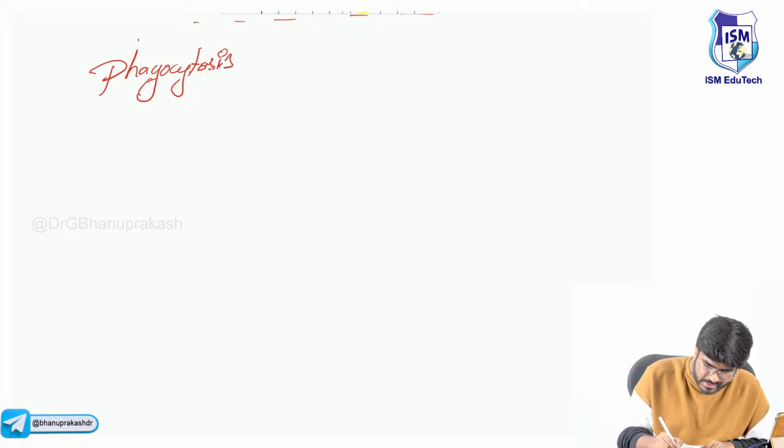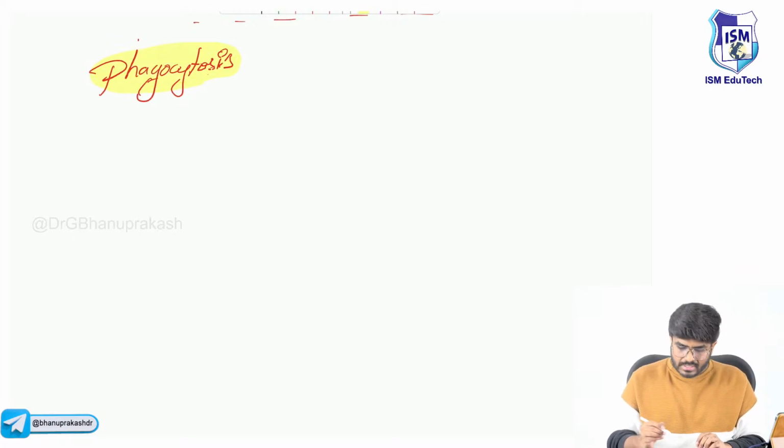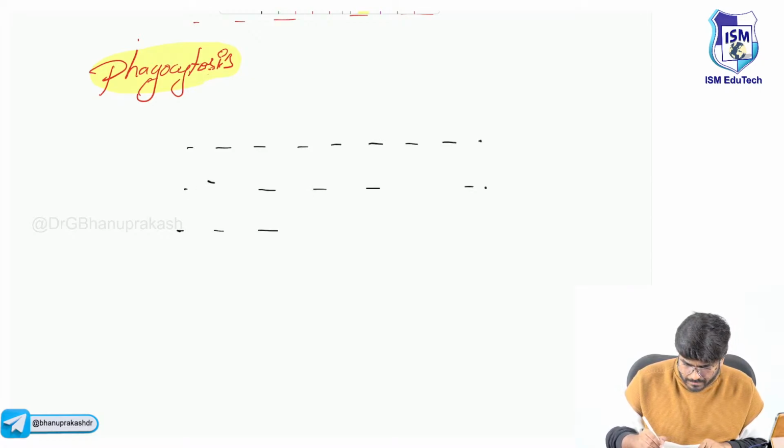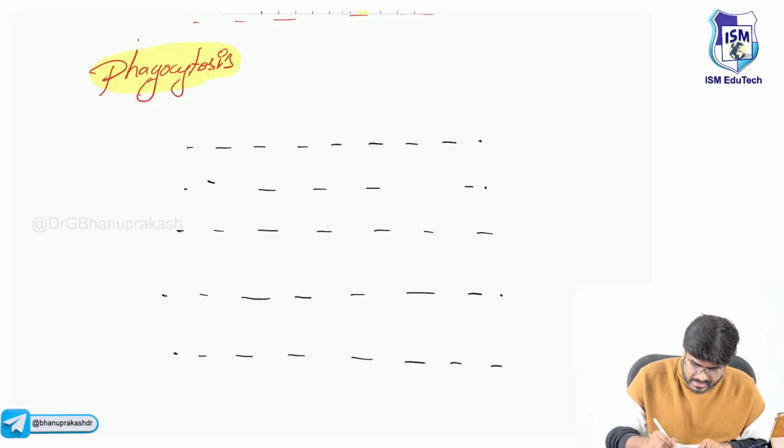Phagocytosis. The last event is phagocytosis. So what exactly is phagocytosis? Guys, this is the area of inflammation. Imagine this is the area of inflammation. Now, here is the bacteria. Imagine this is the bacteria. There is this bacteria present here.